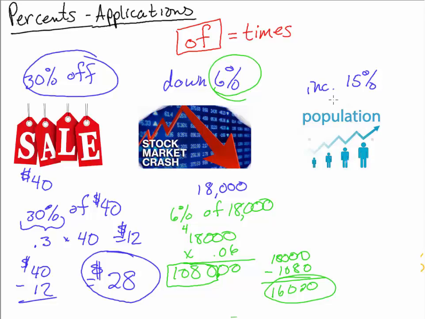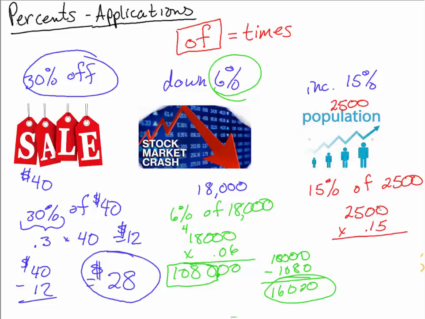So let's say a population starts out at 2,500 in a certain city and it increases 15%. Well, the immediate question is 15% of what? It's always got to be of something, and it's of the original of 2,500. So 15% of 2,500, that means we're going to times it. 2,500 times 15%, which is 0.15.